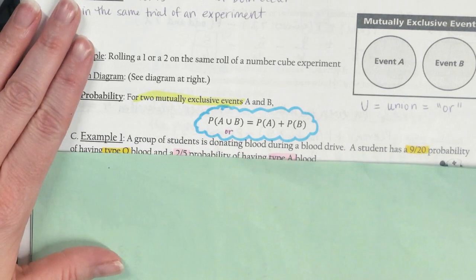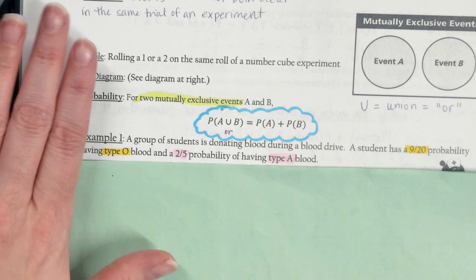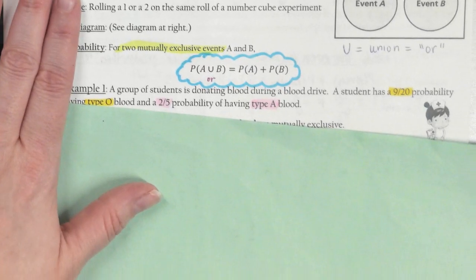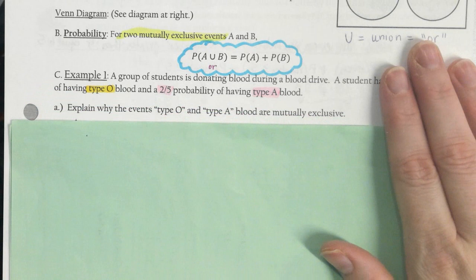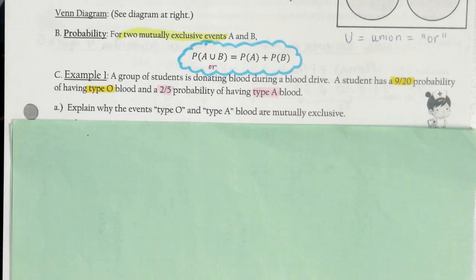So for the first example, we have a cute little nurse here. A group of students is donating blood during a blood drive. A student has a 9 out of 20 probability of having type O blood and a 2/5 probability of having type A blood. So the first thing you have to explain is why they are mutually exclusive. Why can't they happen at the same time? What's true about our blood? You can only have one blood type, right?